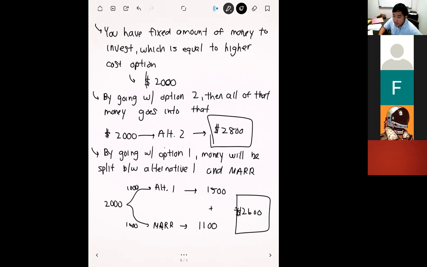All right. So does this raise any questions? Correct. Yes. So the fixed amount of money that we had was $2,000. And the way that you can determine the fixed amount of money that you have is just look at whatever is the highest cost option, and that's how much money that you have.